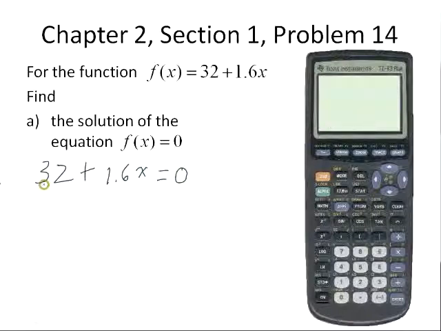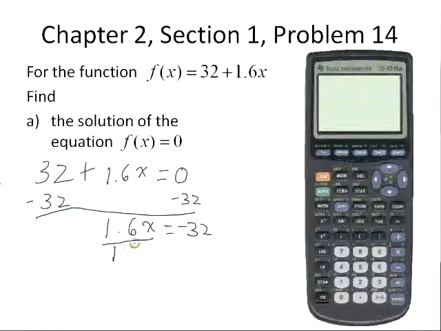To solve this one, we can subtract 32 from both sides. If I subtract 32 from the left side, and from the right side, we are going to get a new equation. This new equation, if you can read my writing, is 1.6x is equal to negative 32. And then finally, to solve this, we are going to divide both sides by 1.6, and we'll get our solution x equals.